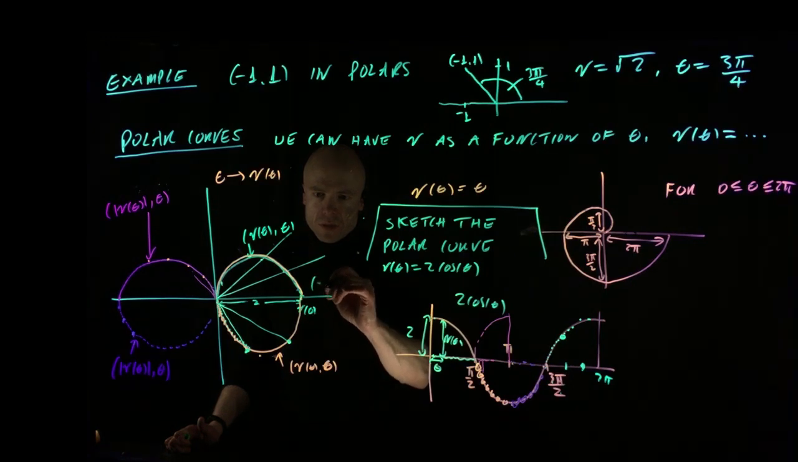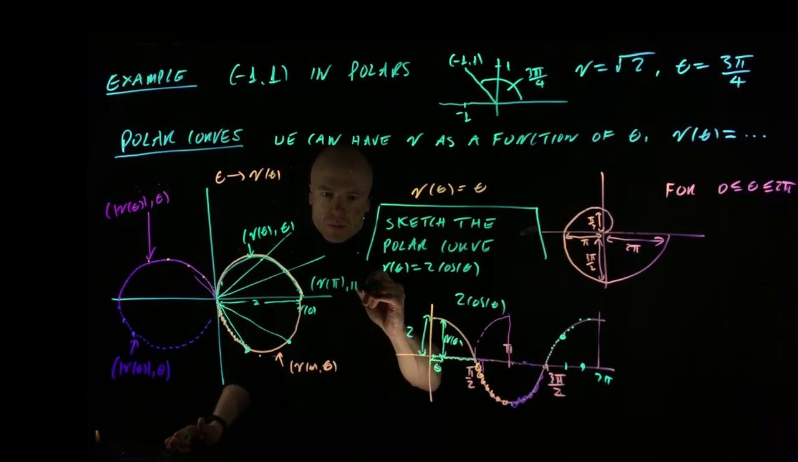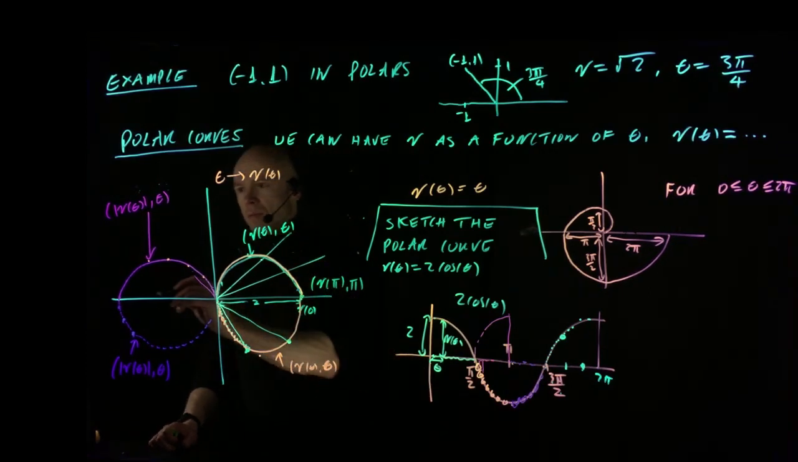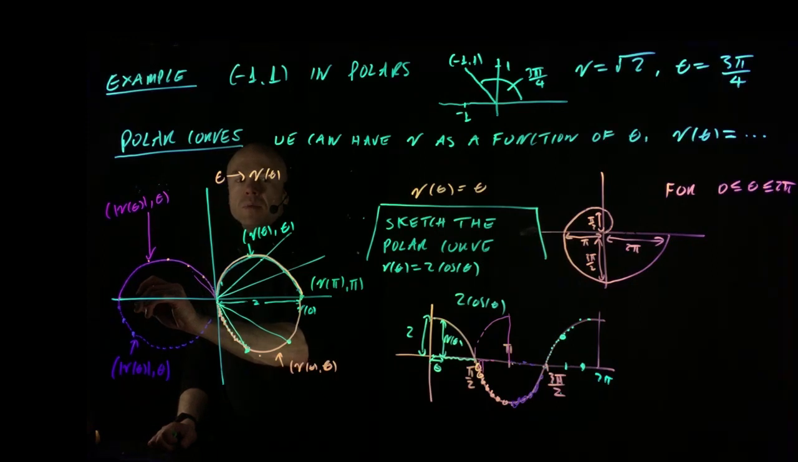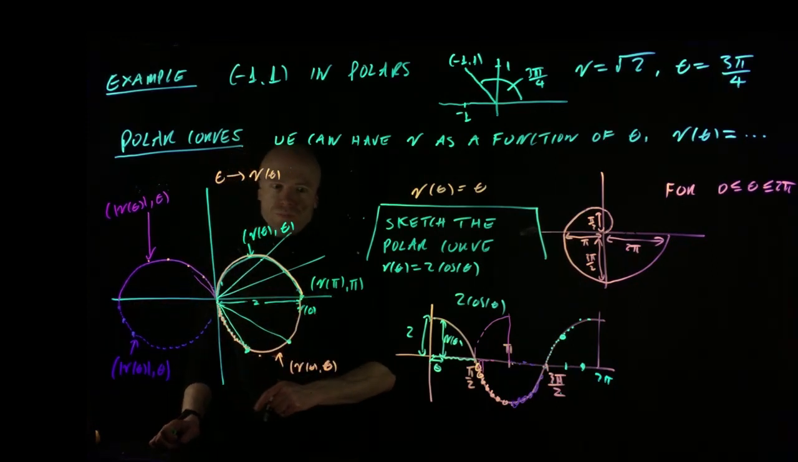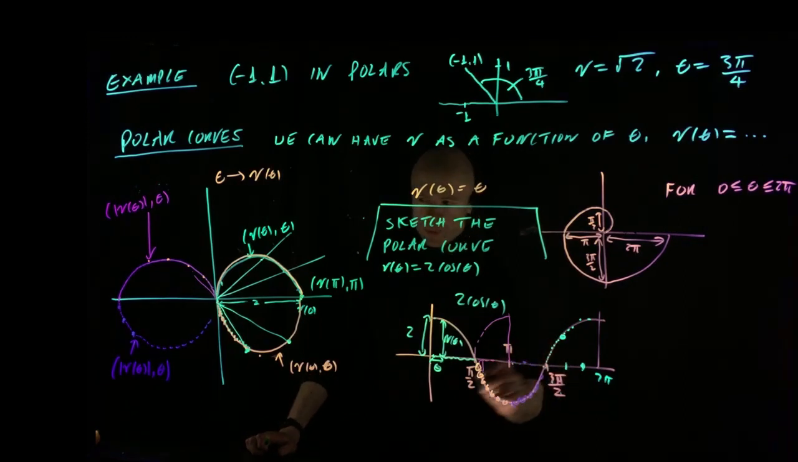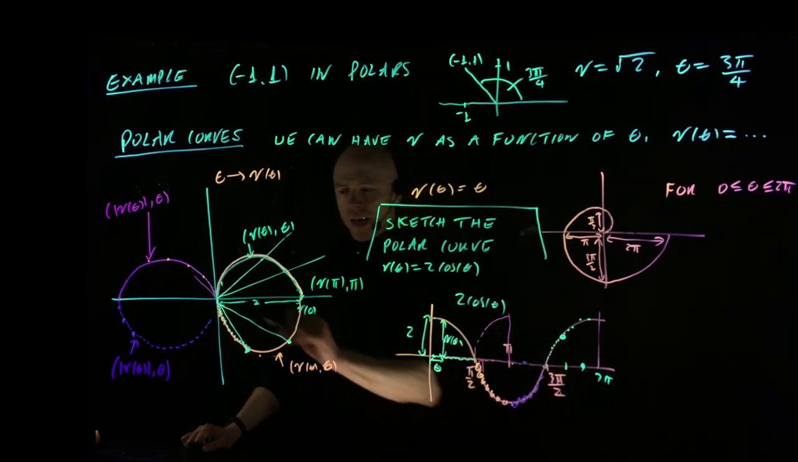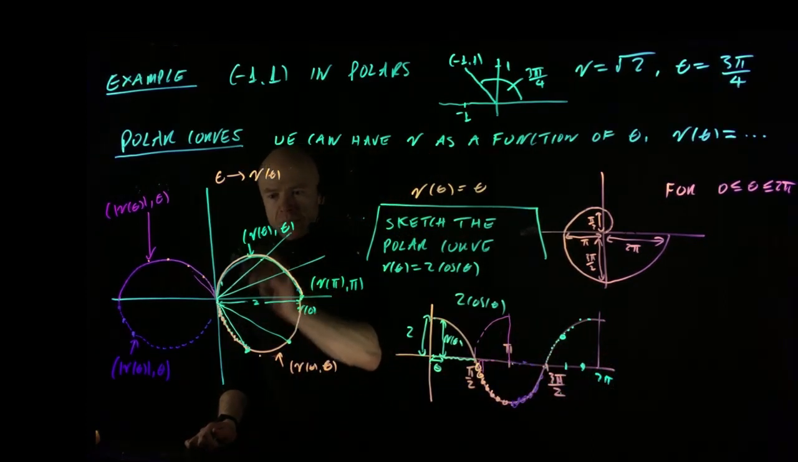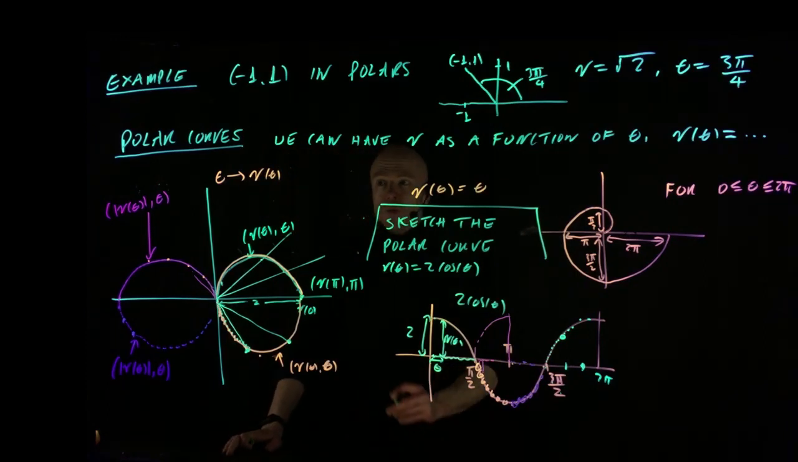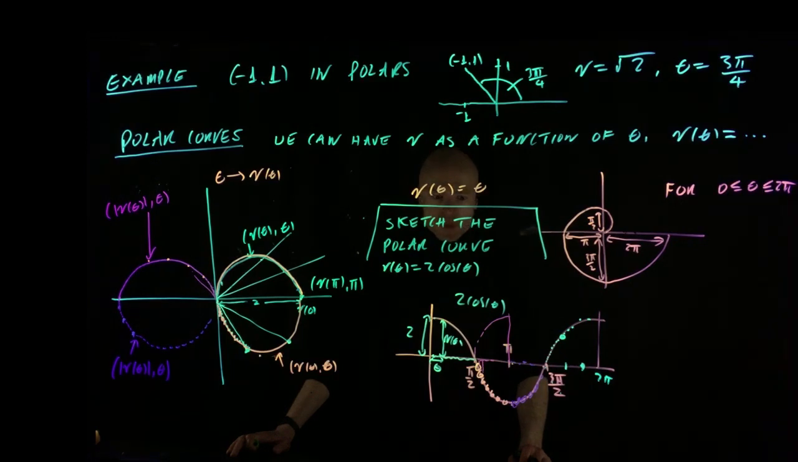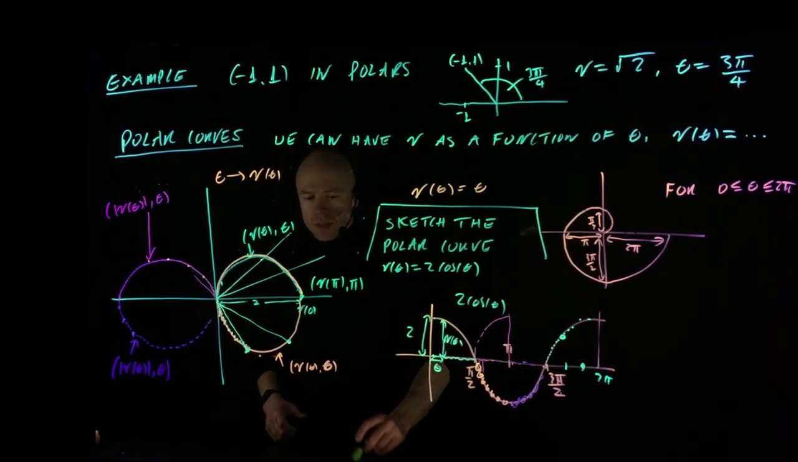So r of pi is actually here, because the absolute value is over here, right? But r of pi is negative, so we're here. And then from pi to 3 pi over 2, we do this loop on this side again. And then from 3 pi over 2 to 2 pi, we do this loop back again. So we're wrapping twice around this circle with this parametric curve.